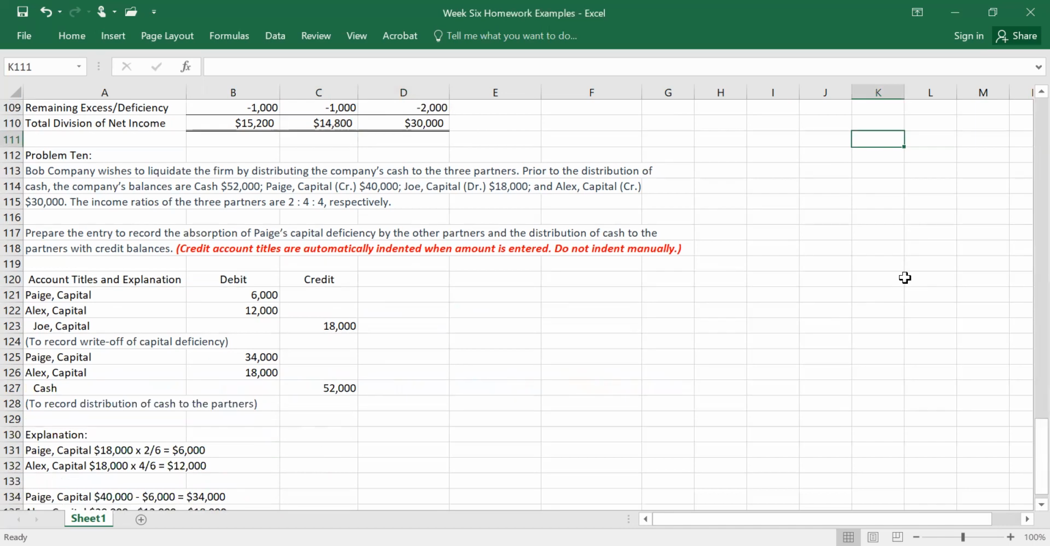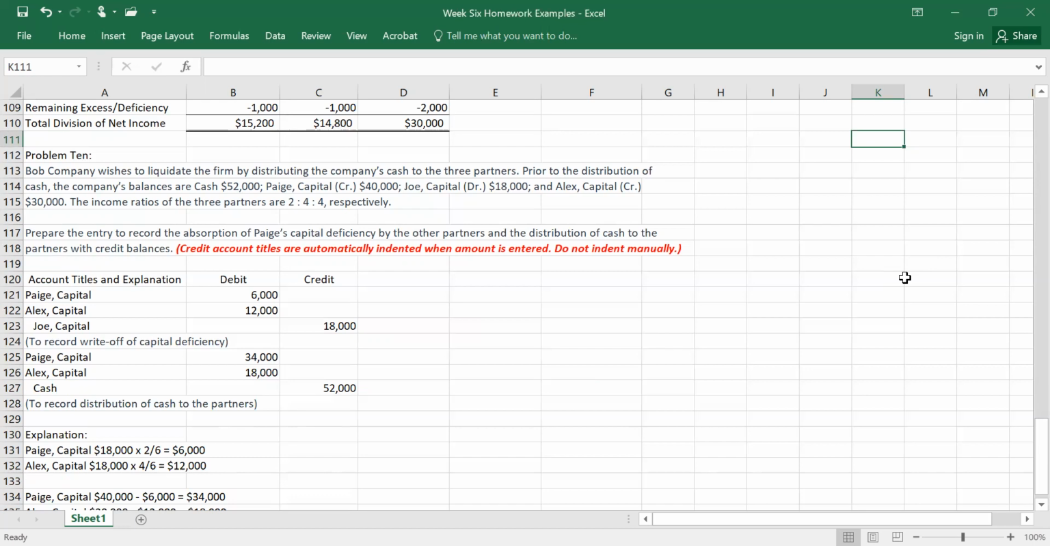Problem 10. Bob Company wishes to liquidate the firm by distributing the company's cash to the three partners. Prior to the distribution of cash, the company's balances are cash 52,000, Paige Capital credit balance 40,000, Joe Capital debit balance 18,000, and Alex Capital credit balance 30,000. The income ratios of the three partners are 2 to 4 to 4, respectively. Prepare the entry to record the absorption of Paige's capital deficiency by the other partners and the distribution of cash to the partners with credit balances.